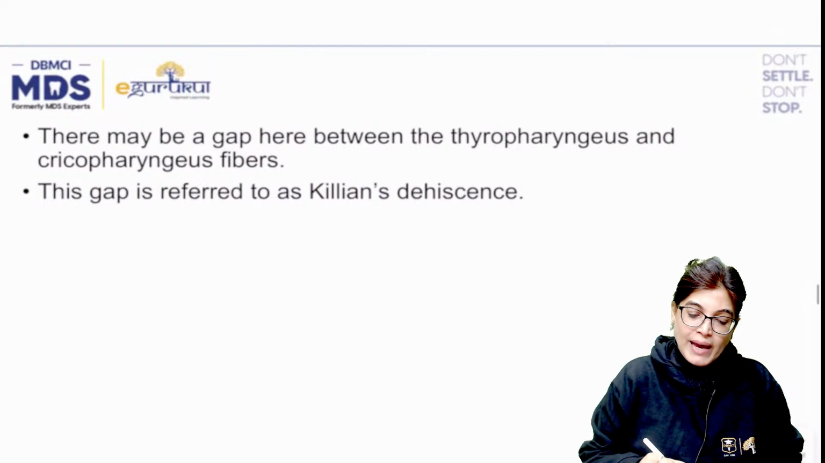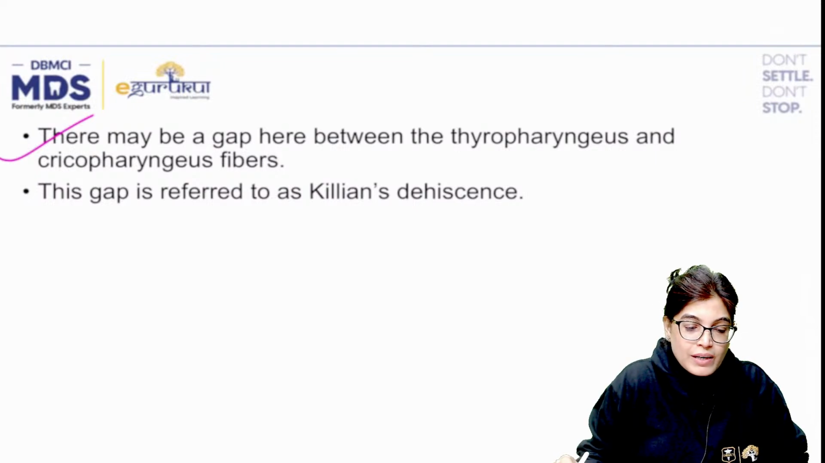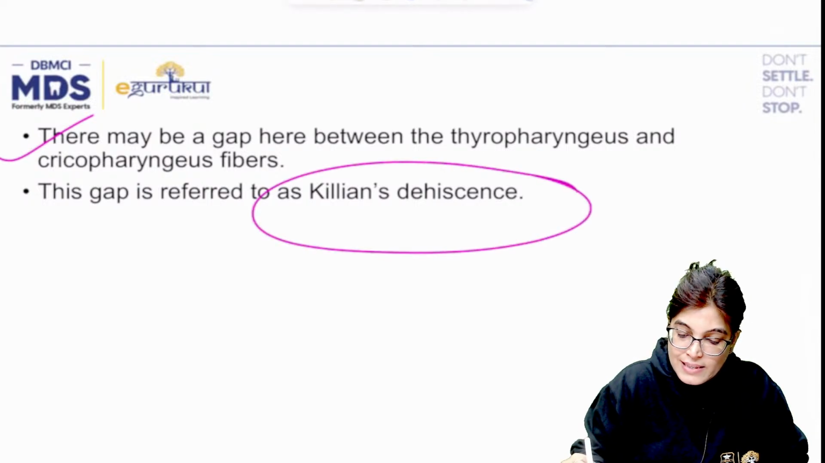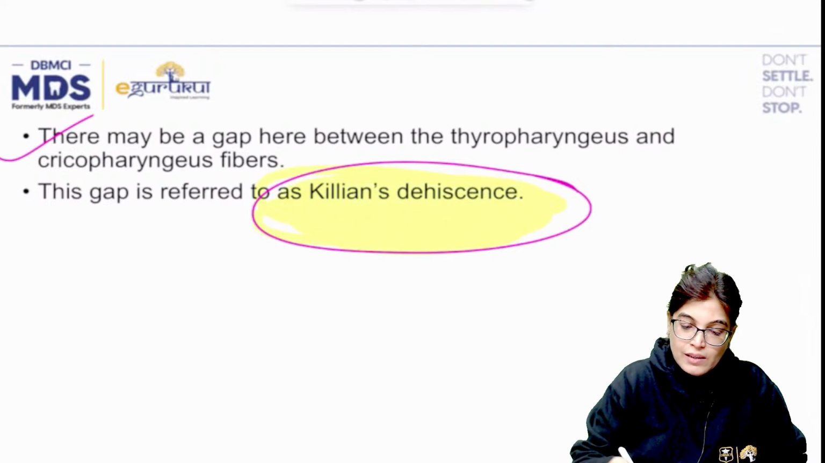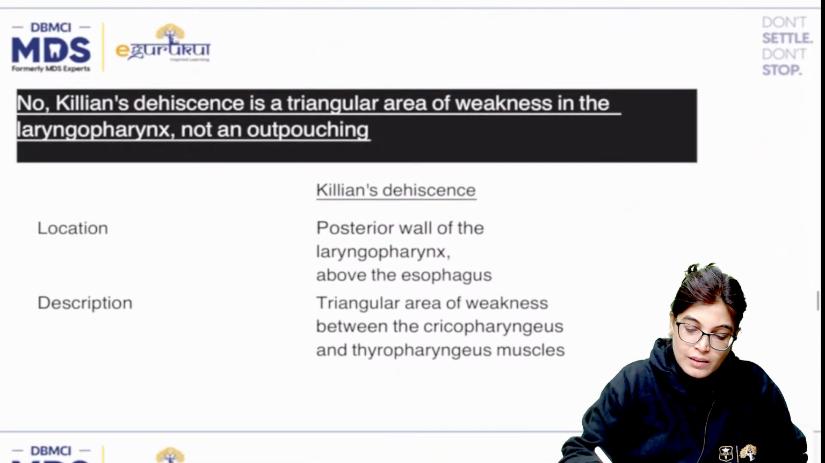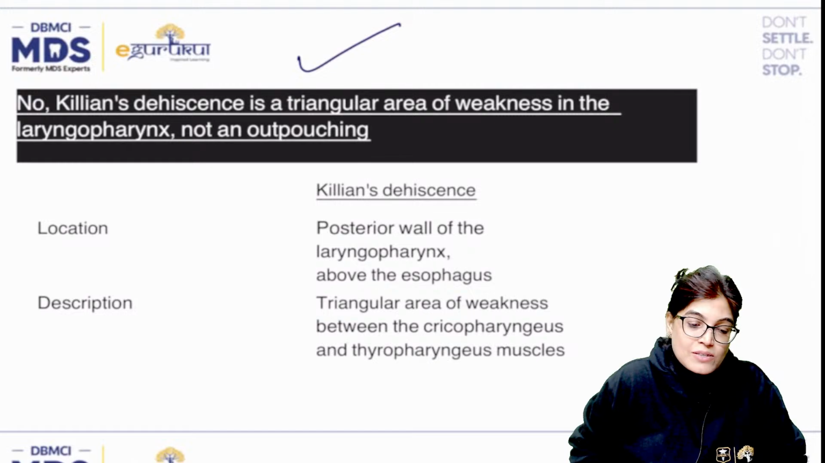There may be a gap between the two muscles, that is thyropharyngeus and cricopharyngeus muscle fibers of the pharynx, and this gap is referred to as Killian's dehiscence. So basically, if I am talking about Killian's dehiscence, it is not exactly a triangular area of gap or weakness in laryngopharynx. It is correlated with thyropharyngeus and cricopharyngeus muscle.